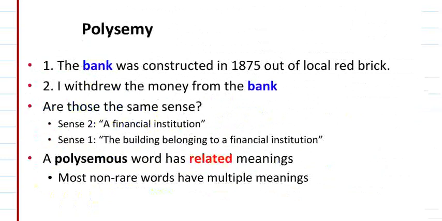So in the first example, the bank was constructed in 1875 out of local red brick, and in the second example, I drew the money from the bank, right? So sense one is actually the building of the bank. The building is constructed with some building material. Like when we say the school is near the bank, we are concerned with the building of the bank. But when we talk about the money or the transaction, we are concerned with the financial institution as a bank. So polysemous words have related meanings, and homonymous words have unrelated meanings, right? That's the little difference between polysemy and homonymy.